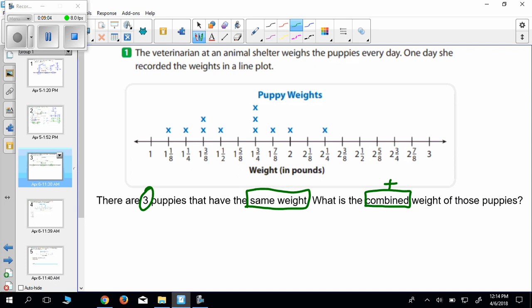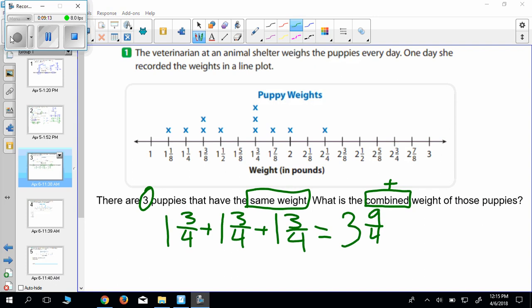Okay, so I'm going to show you how to do that. You guys go ahead and do that as well. Pause it and then come on back. All right, so whenever I add all these guys up, I have 3 9/4. Now we know we can't leave 9/4 like that, because remember, no one talks like that. No one says 9/4 pounds.